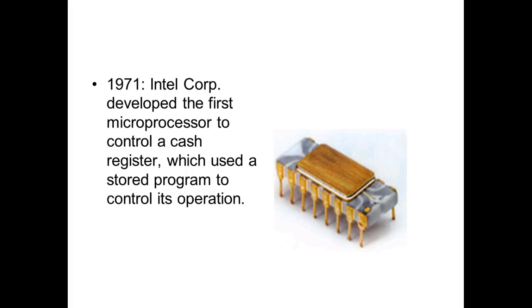1971, first microprocessor. What they did is they took all the components that were in a processing unit. When I first got into working on computers, our central processing unit was actually three circuit boards that contained the processing power of the computer.